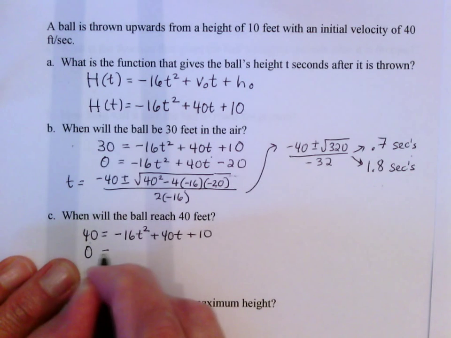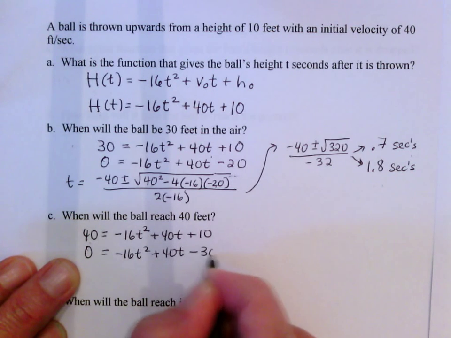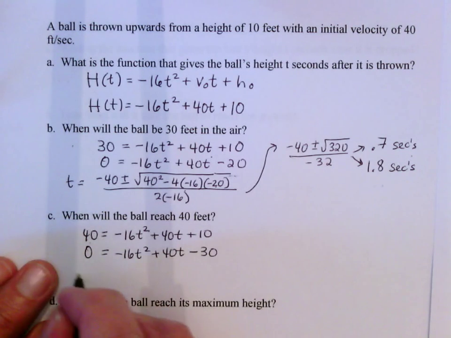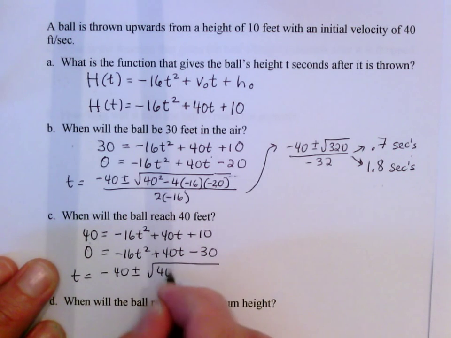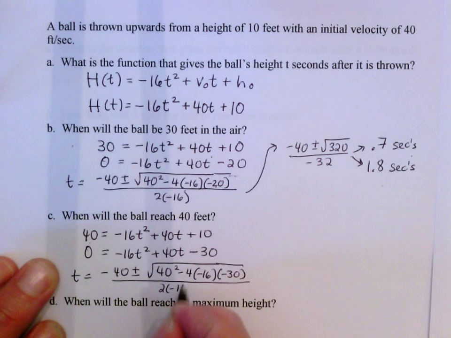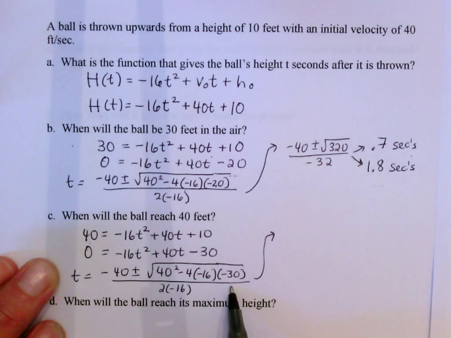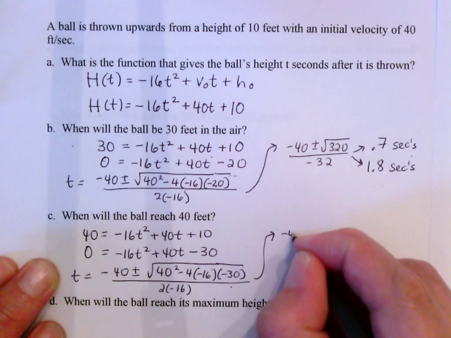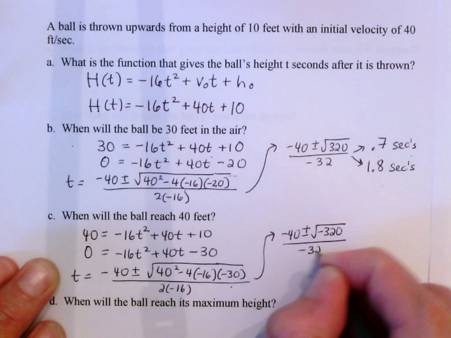Okay, and again I need to subtract 40 from both sides so that I have 0 on one side of my equation, and then substitute into the quadratic formula. This time when I substitute in, I'm going to find I have a little bit different outcome. When I simplify the portion under the radical this time, I'm going to end up with a negative number. Okay, so I'll get negative 40 plus or minus the square root of negative 320 over negative 32.